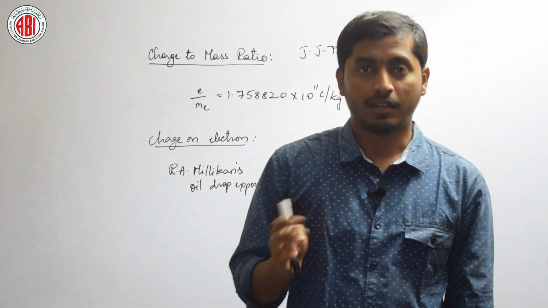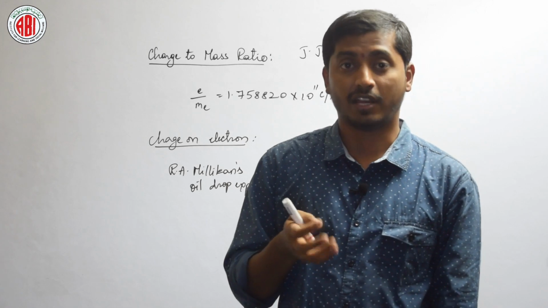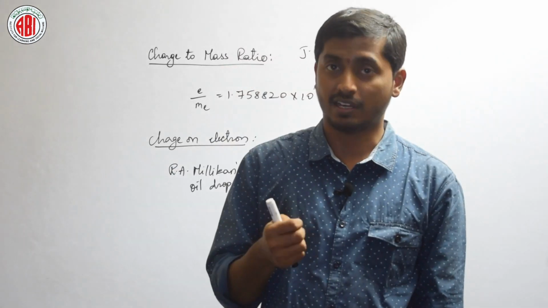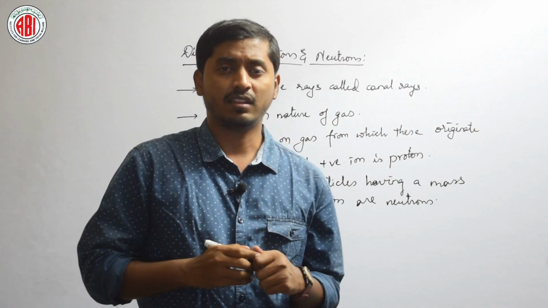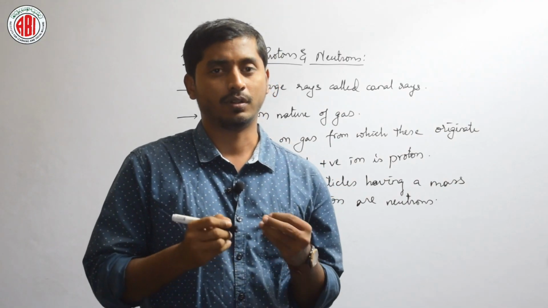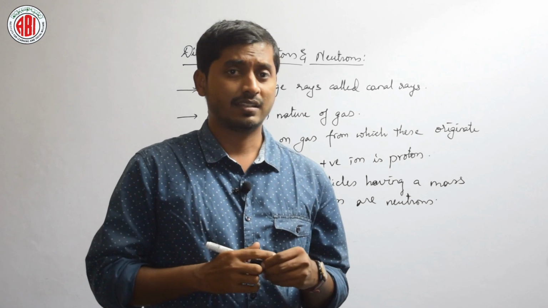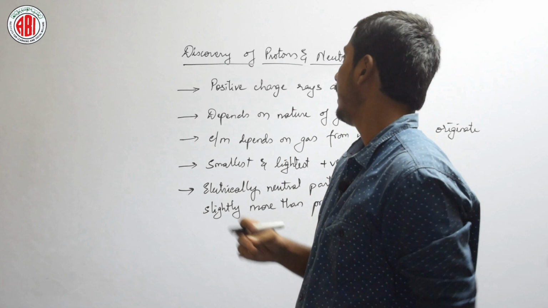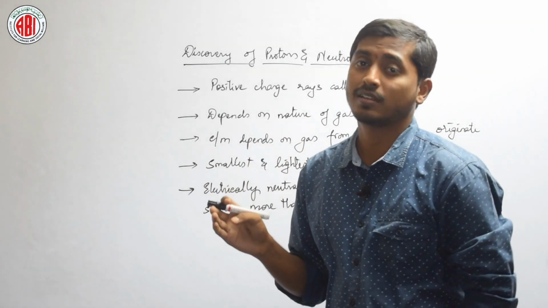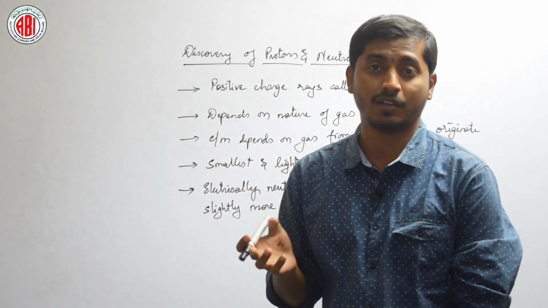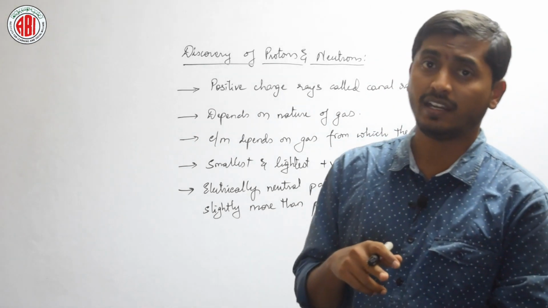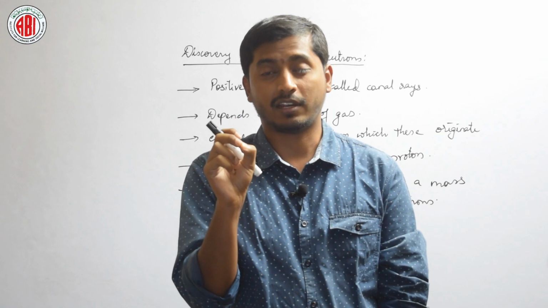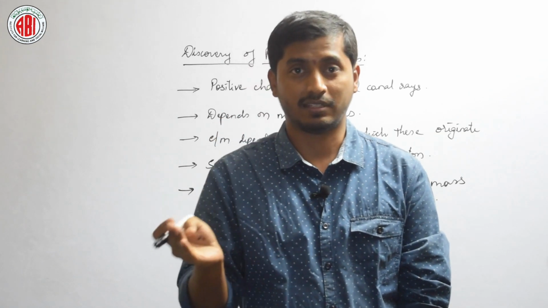Is it clear? Now let us discuss the discovery of protons and neutrons. Till now we have seen the discovery of the electron and a few of its properties. Now let us discuss the discovery of protons and neutrons. See here, unlike electrons, the protons are positively charged. We have seen the modified discharge tube, in which we made a hole in the negative electrode and placed a fluorescent screen, right.